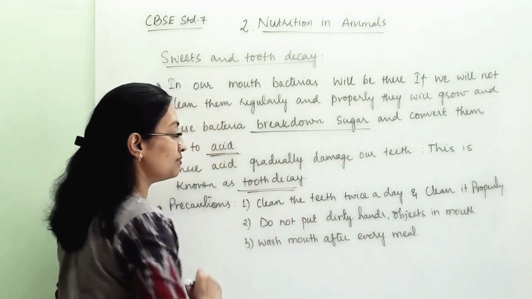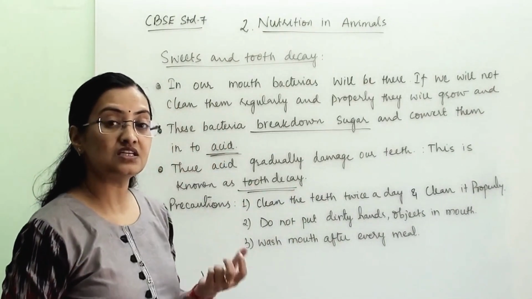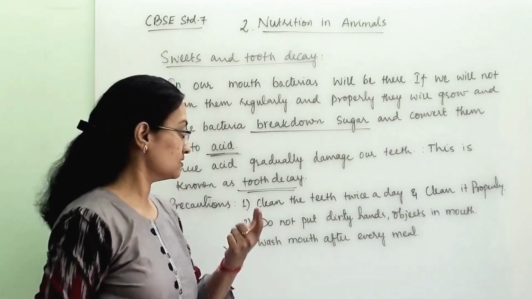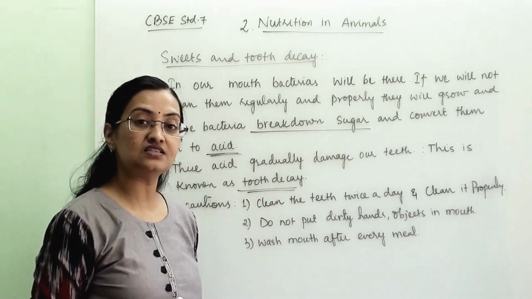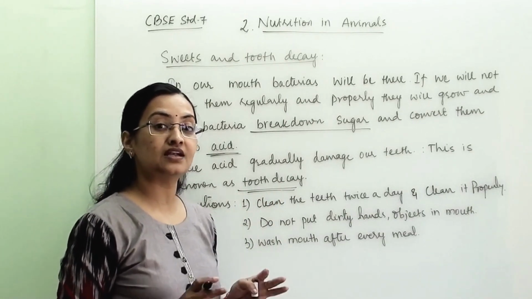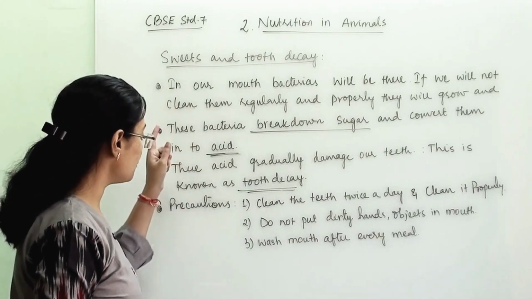That because of the bacterial growth, our teeth will start decaying. That is known as tooth decay. Now how can we prevent this? What are the precautions that we can take to get rid of tooth decay?